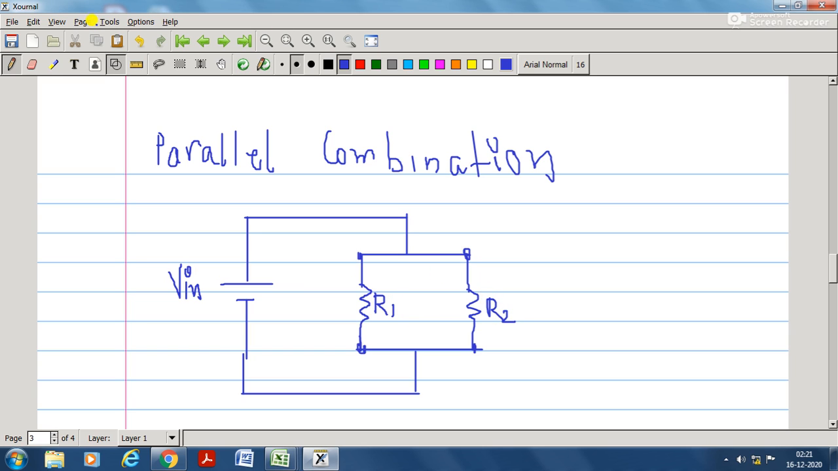Now the amount of current which flows, the main current, is let's say I. This current gets divided into two parts, one is I1 and another is I2. So from that we can write I equal to I1 plus I2. Now this V in appears across this R1 resistor, so from Ohm's law we can write I1 can be given by V upon R1.